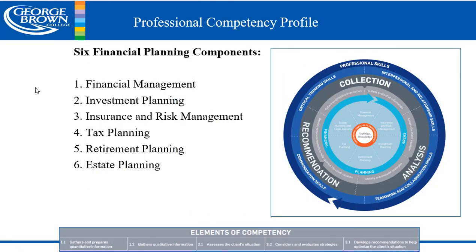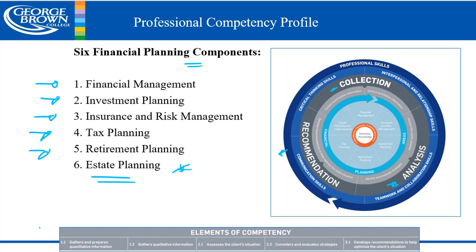Okay, we always start these videos with a quick review of the 6 financial planning components: financial management, investment planning, insurance and risk management, tax planning, retirement planning, and the topic for this video is estate planning. So you can see we're getting to the end of the series on the 6 financial planning components or 6 financial planning areas. Each of the areas goes through the steps of collection of information, analysis, and recommendation.